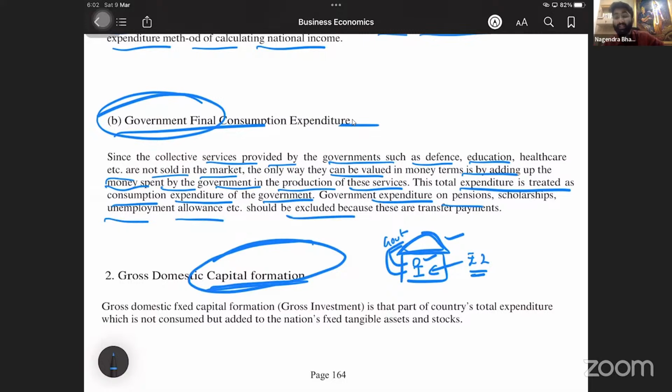I told you, while calculating national income, please exclude those items which are not producing anything. Scholarship, in return, government will get nothing. Pension, in return, government is getting nothing. Unemployment benefit or transfer payments, in return, government is getting zero. All these items, don't include. You have to exclude because in return, the economy as a whole is getting nothing. So this is one point you have to keep in mind.